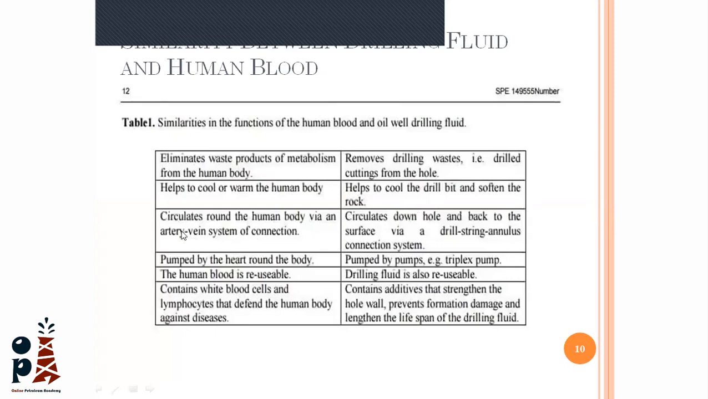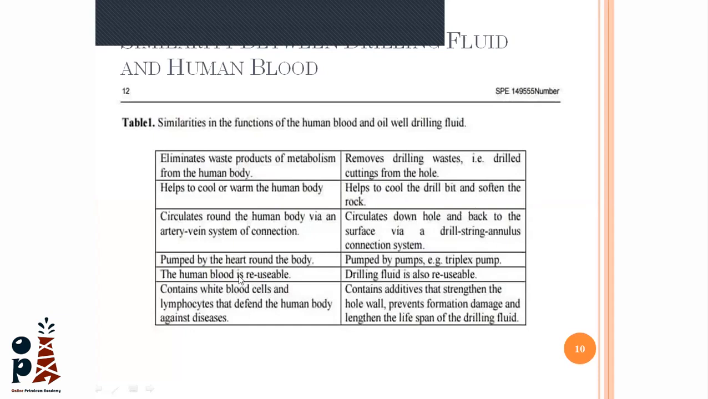With human blood, the circulation happens by the heart, through the system: the arteries, veins and connections of our body. And for the drilling fluid, we are using the triplex pump of the rig to pump it through the drill string to the annulus and back to surface.